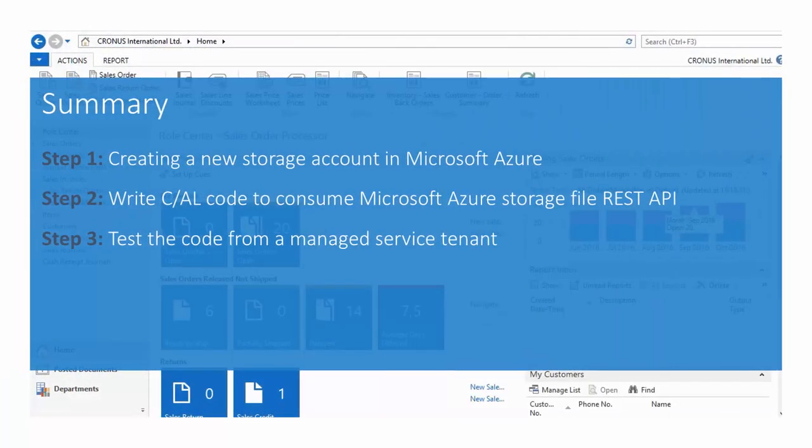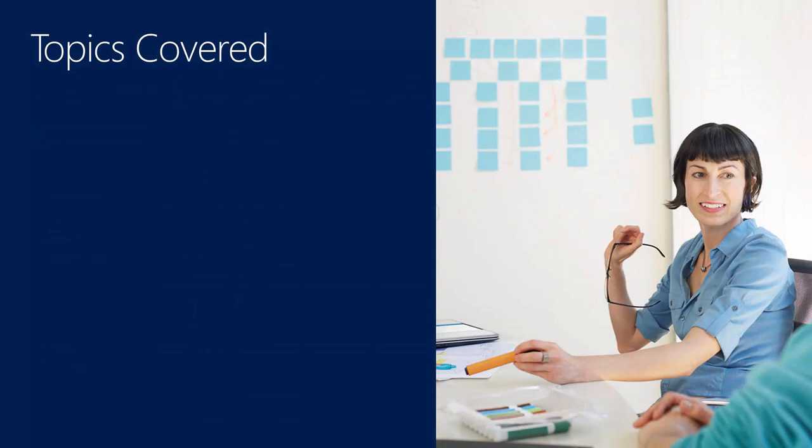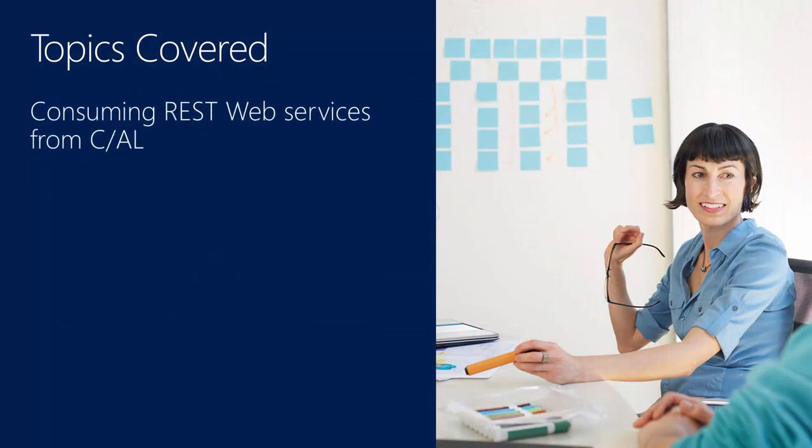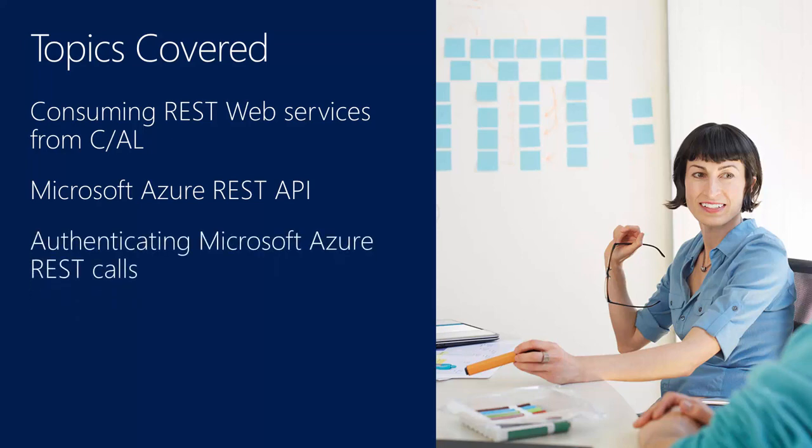Let's wrap up. In this video, you have seen how to create a new Azure Storage account and then how to consume the file service REST API functionality to write to this account from CAL. The topics covered in this video include how to consume REST web services from CAL by using standard .NET Framework functionality through .NET Interop. Then you have learned about the Microsoft Azure REST API on the example of the File Service API. And finally, you've learned how to authenticate Azure REST API calls.